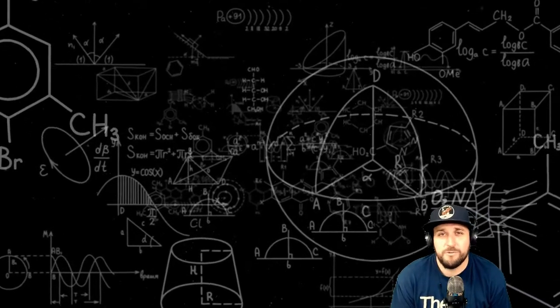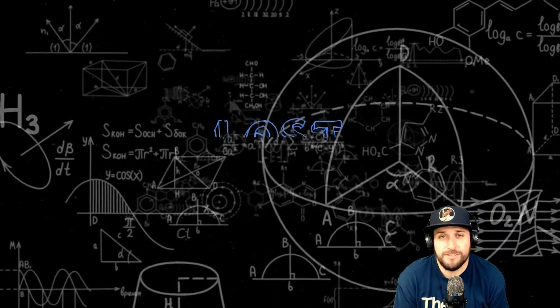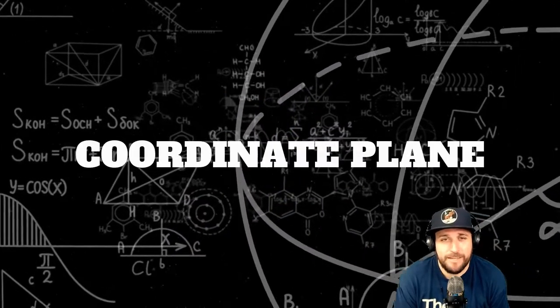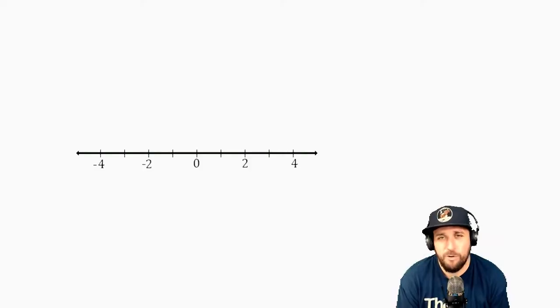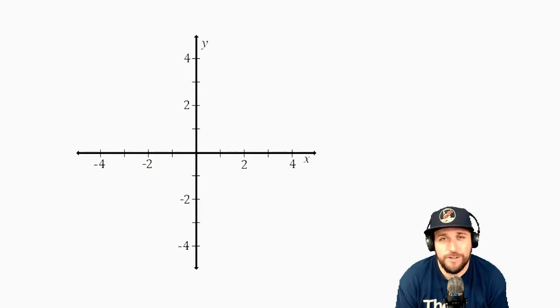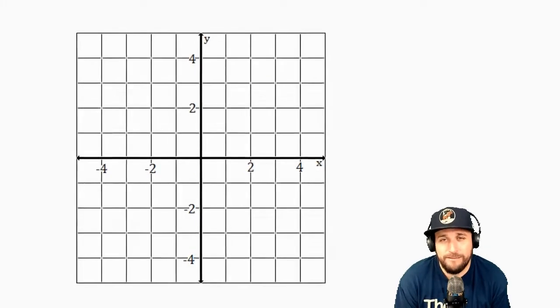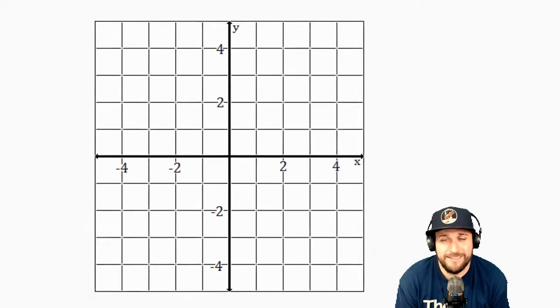Hi everybody, I'm Mr. Wheeler and this is another episode of Lost in Math. Today we're talking about the coordinate plane. The coordinate plane is made up of a horizontal number line called the x-axis and a vertical number line called the y-axis, and together these form a grid, and this grid is referred to as the coordinate plane.